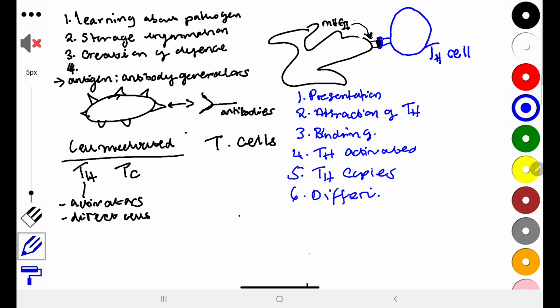All right? So they will make copies, and then after making copies, they're going to differentiate. Differentiate into what? All right? So we have effector T cells, and then we have memory T cells. All right? So the effector T cells, what do they do?